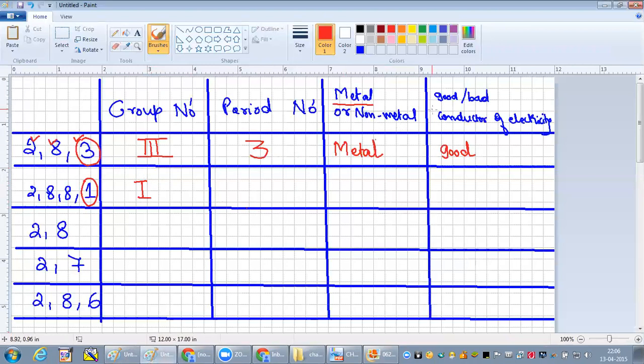Okay, that was group number. Then period number, obviously, just count how many orbits or how many shells are there. 1, 2, 3, 4. So it is going to be in the 4th period. Again, whether it is going to be a metal or a non-metal, it's having only 1 electron in its outermost shell, therefore it is a metal. And since it is a metal, it will be a good conductor of electricity.